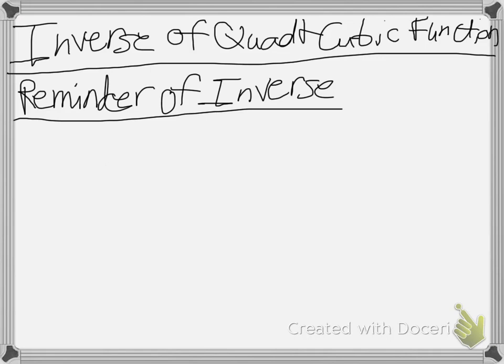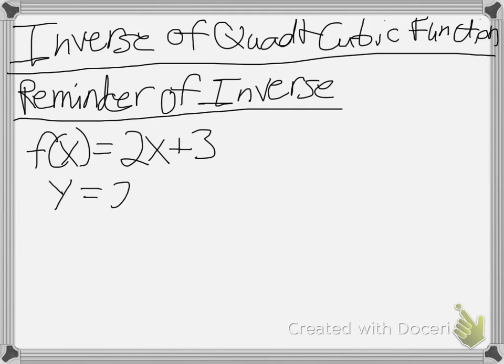So let's look at our first function here, which is f of x is equal to 2x plus 3. You can also write this as y is equal to 2x plus 3. They're the exact same. Now I want you to pause the video and tell me what is the next step you need to take in order to find the inverse of our original function. So pause the video real quick.